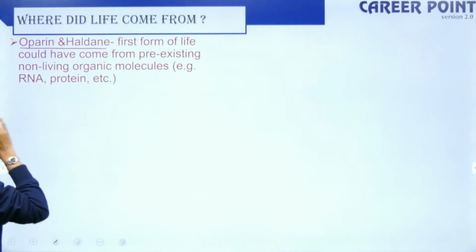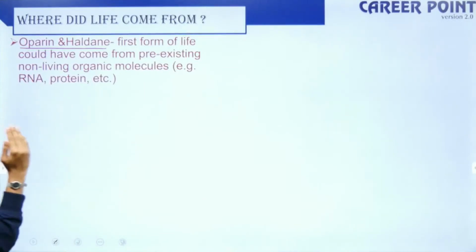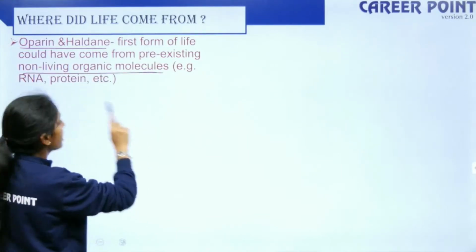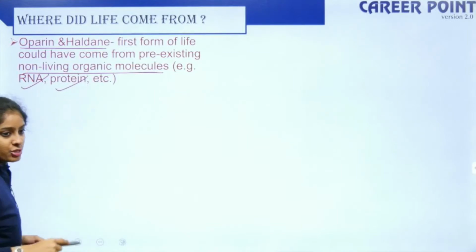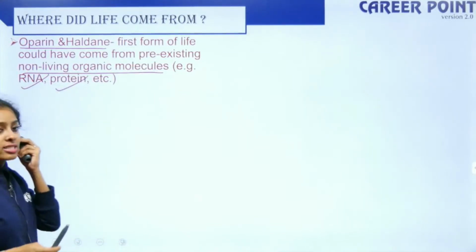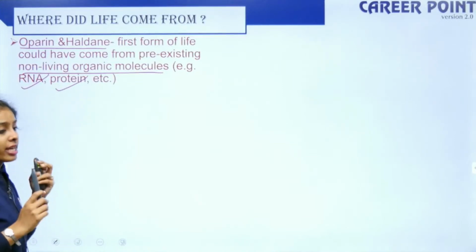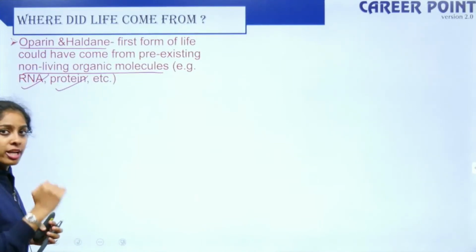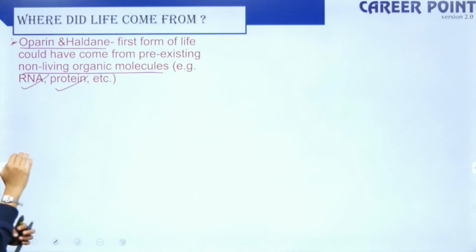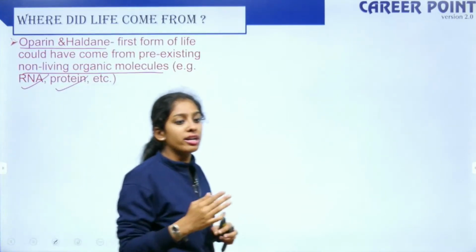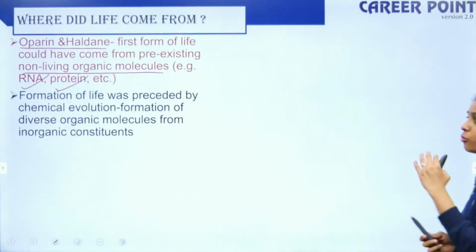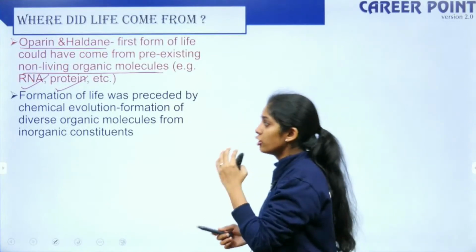So they said that the first life form could have come from pre-existing non-living organic molecules like your RNA, protein, etc. So this was their theory. So life came from pre-existing non-living organic molecules. So point number 4, pre-existing non-living organic molecules. Alright, so formation of life was preceded by chemical evolution.